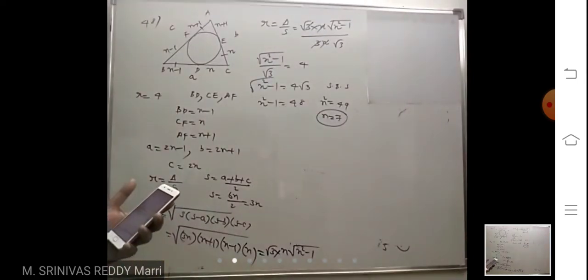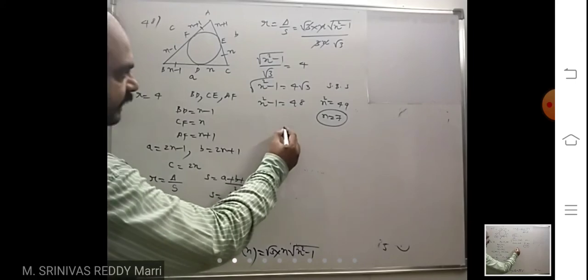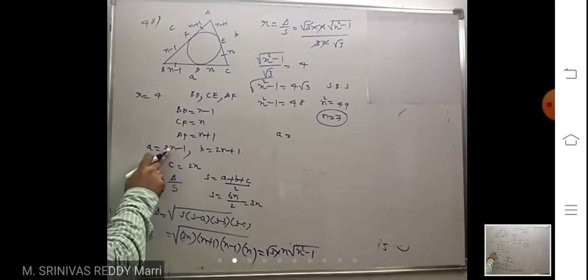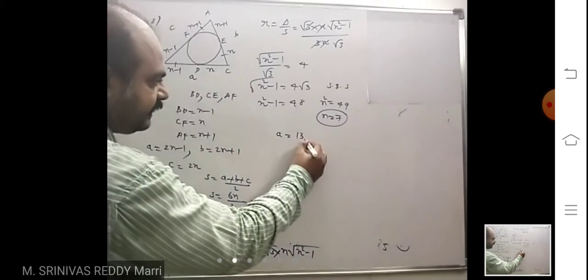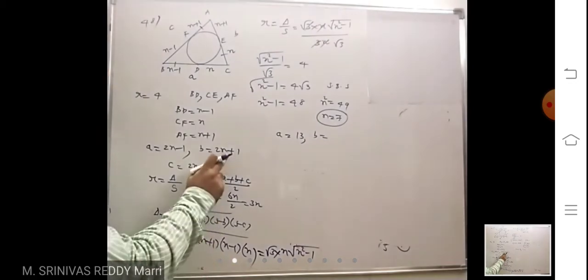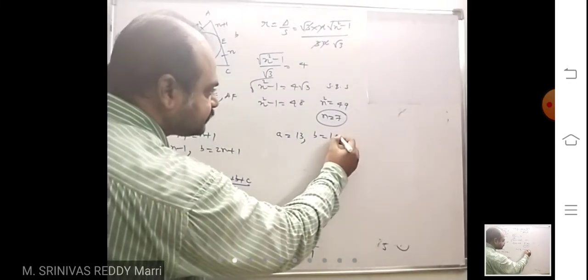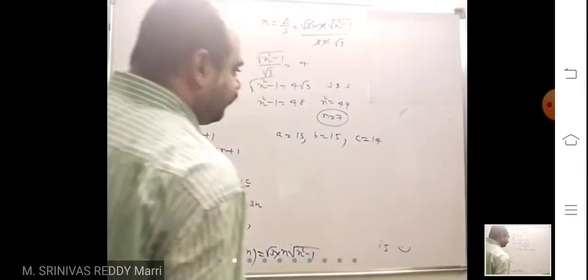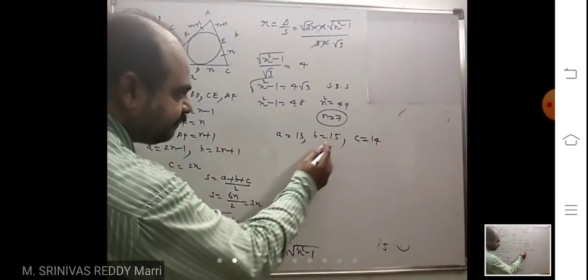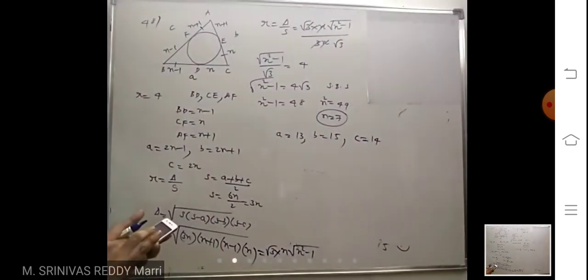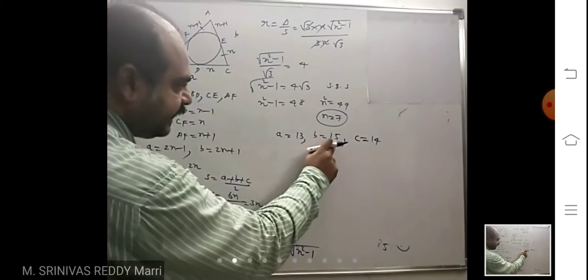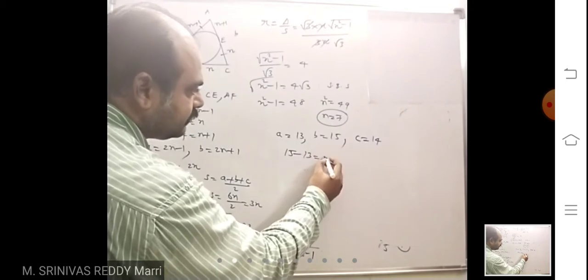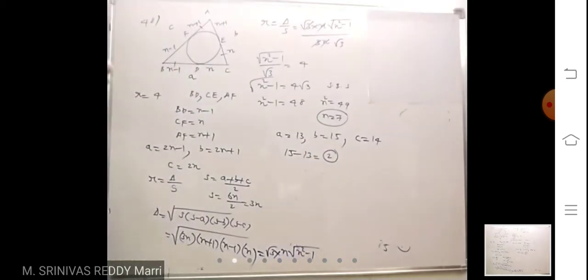So a is, if you substitute 7, 2 into 7 minus 1, a is 13. B is 2n plus 1, 2 into 7 plus 1, 15. C is 2 into 7, 14. He is asking the difference between the largest side and the smallest side. That means 15 is the largest side, and 15 minus 13 is 2. That is the answer.